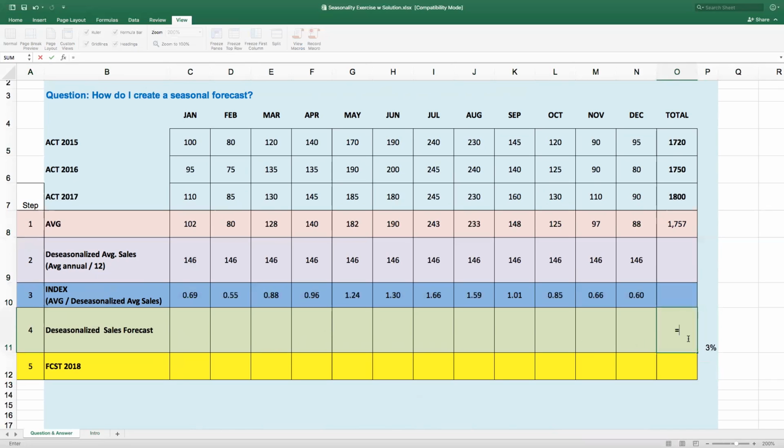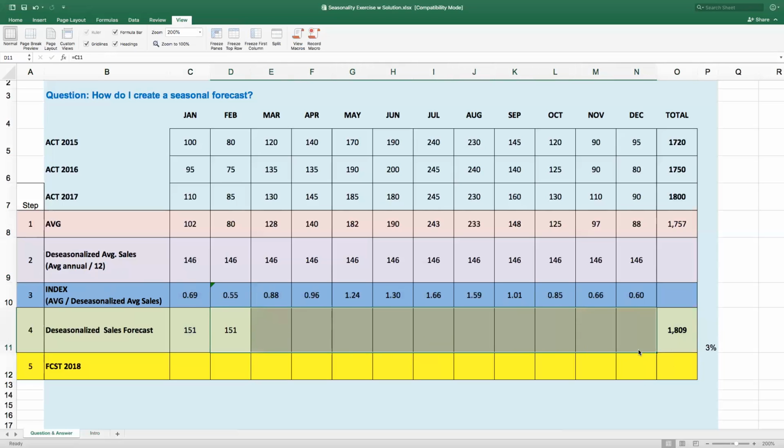So if we take 1757 and we times it by 1. I'll do it officially so that you see what I'm doing here. 1.03, right? It's going to give us that 3% increase. Okay. So what it's saying is that you expect to sell 1,800 units next year. All we need to do is take that and create a very simple monthly average. So we're going to take that 1,809 and we're going to divide it by 12. So it's 151.